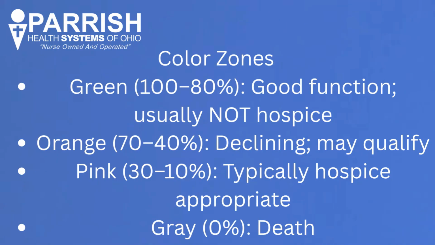The color zone model organizes functional status into 4 clear ranges to support hospice eligibility decisions. Patients in the green zone, 100 to 80%, demonstrate good overall function and are usually not appropriate for hospice. Those in the orange zone, 70 to 40%, show noticeable decline with increasing care needs and may qualify depending on documented progression. The pink zone, 30 to 10%, reflects significant functional loss and advanced disease, making patients in this range typically appropriate for hospice. The gray zone, 0%, represents death.